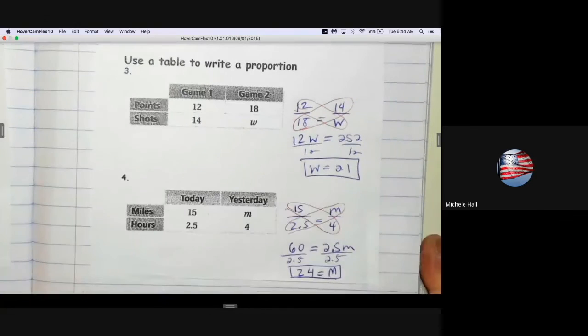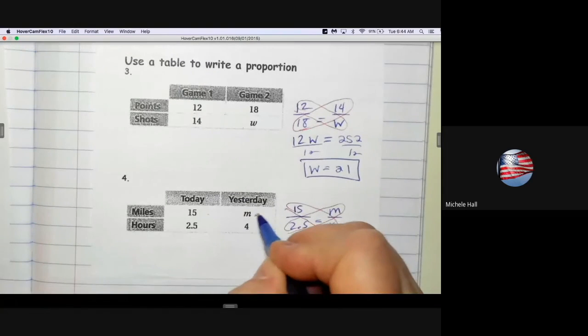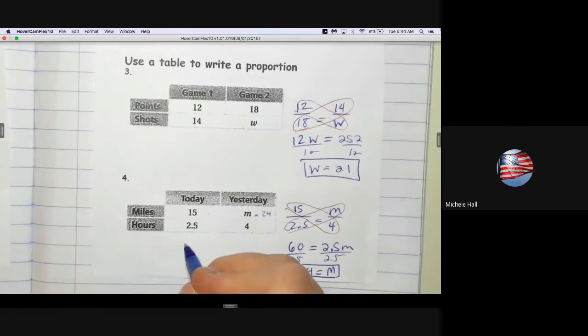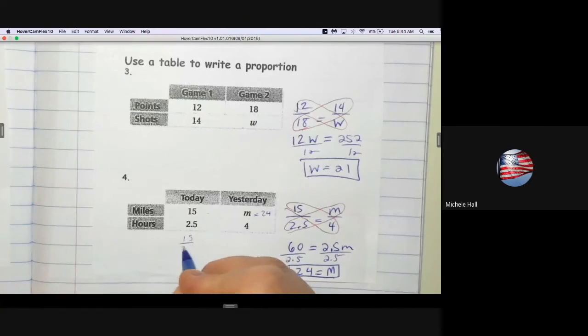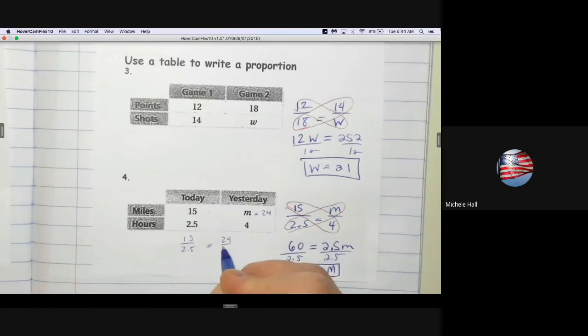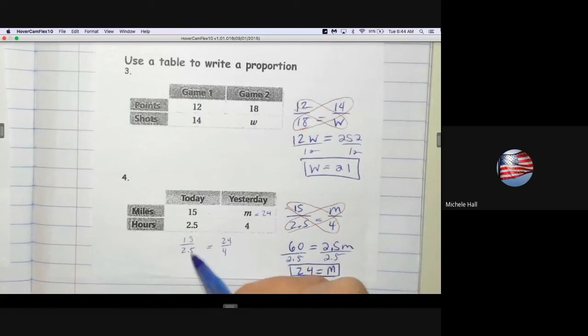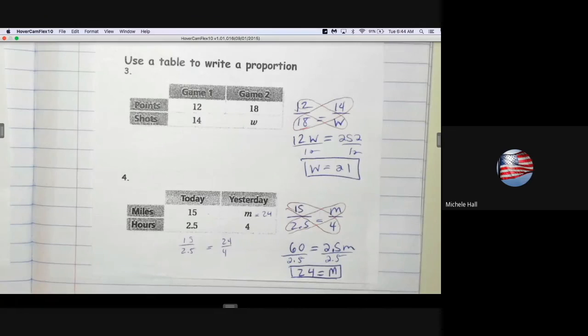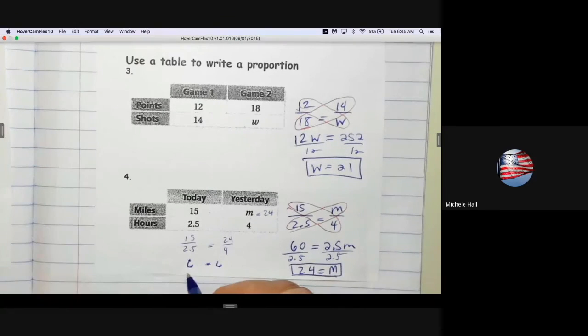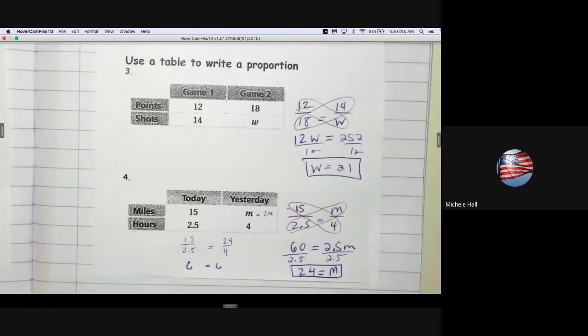One way to check to see if your answer is right is looking at the constant of variation. Is 15 to 2.5 the same as 24 is to 4? So if I divide this out, 15 divided by 2.5 equals 6. 24 divided by 4 is 6. We can see that their constant of variation is the same. It's changing by 6.